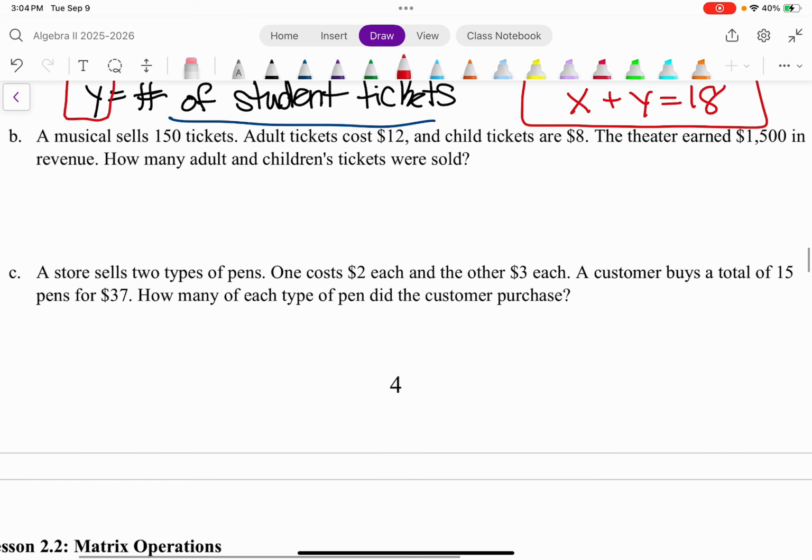Okay. The next two are very similar, so you should pause and try to do these ones on your own, and then hit play if you want to check your answers.